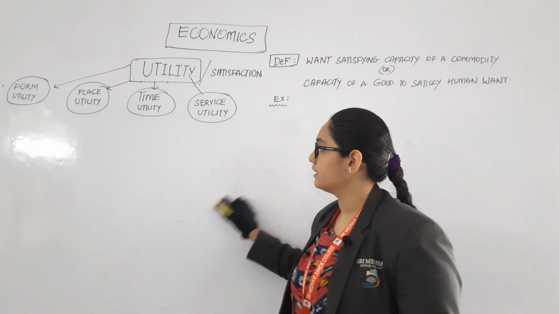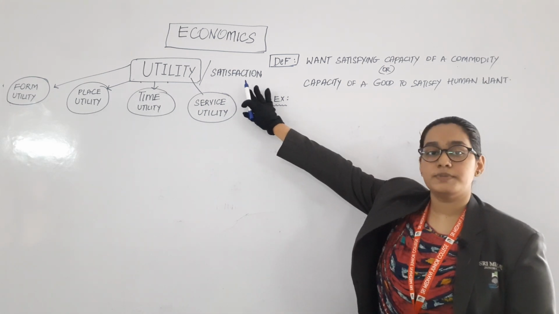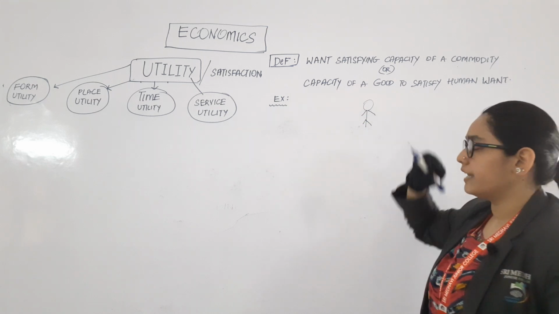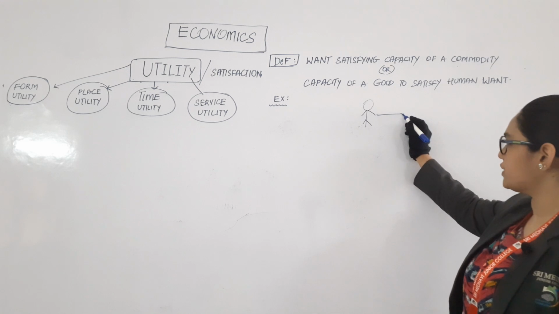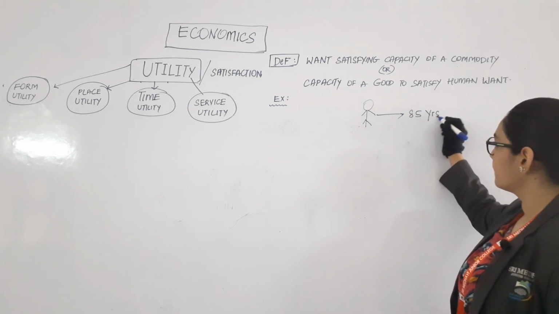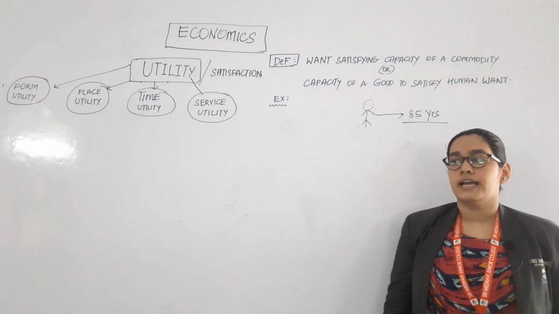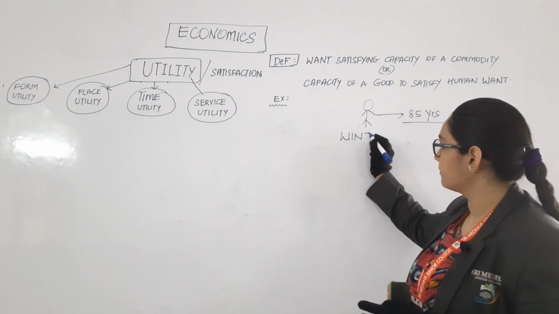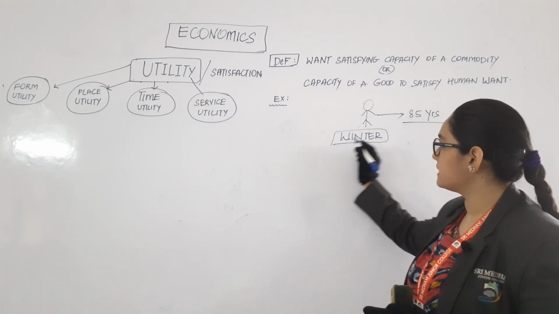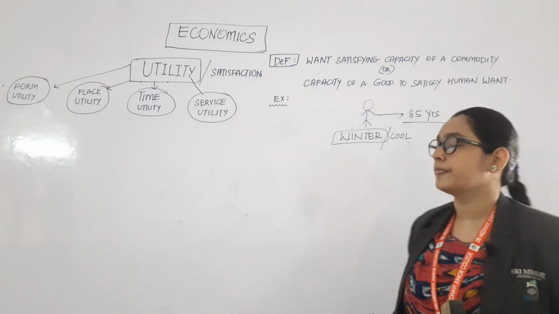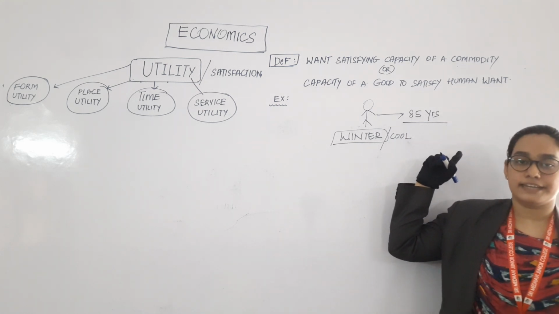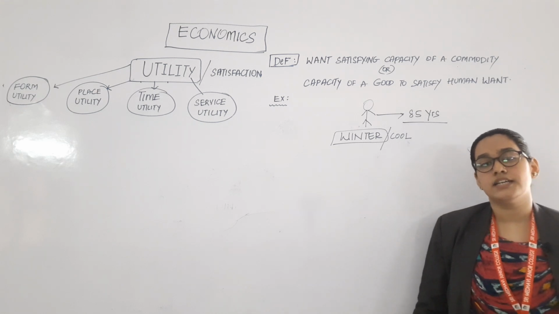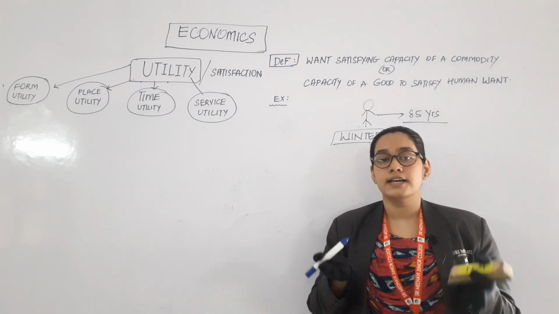Let us start the concept. We were discussing utility, which means satisfaction. For example, there is a person, imagine that his age is 85 years, and it is a winter season and he is feeling too cool. Right now his want is to feel warm, to increase the temperature of his body.